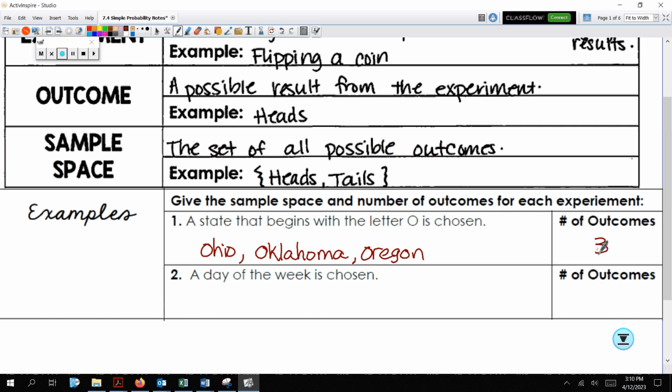Second example says a day of the week is chosen. Well, how many different outcomes do we have? Well, we have Sunday, Monday, Tuesday, Wednesday, Thursday, Friday, Saturday. That gives us 7 possible outcomes.